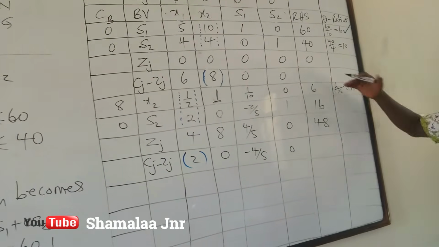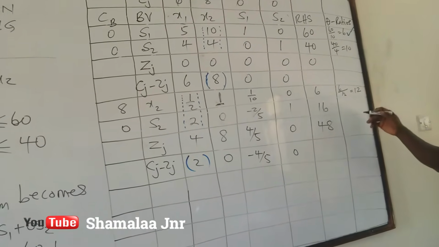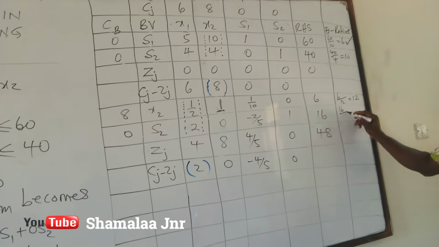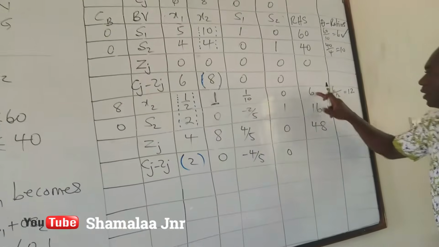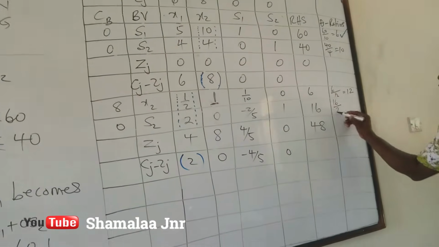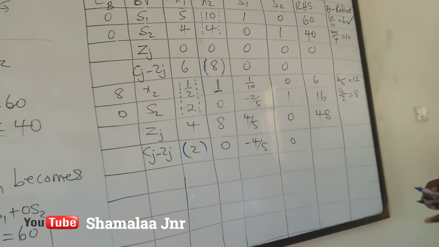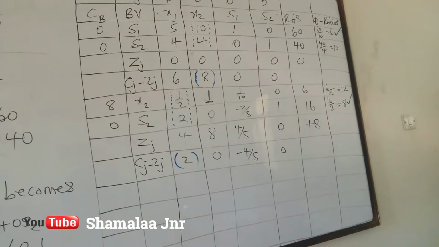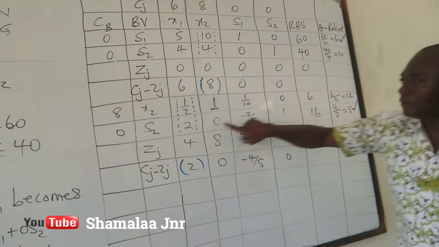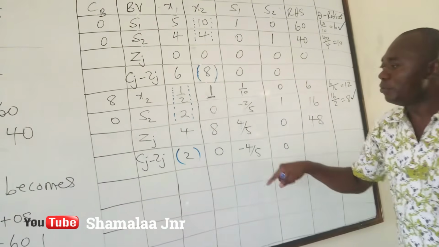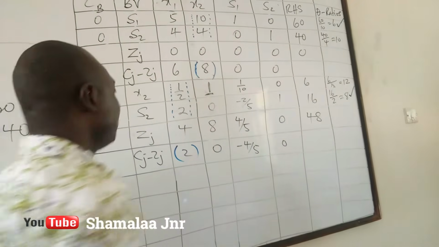For example, 4 divided by 1 over 2 will be 8. Then this one is 16 divided by 2. So this one will be 8. So clearly this one has the minimum theta ratio. So it means that S2 must leave the basis and its position will be taken by X1.